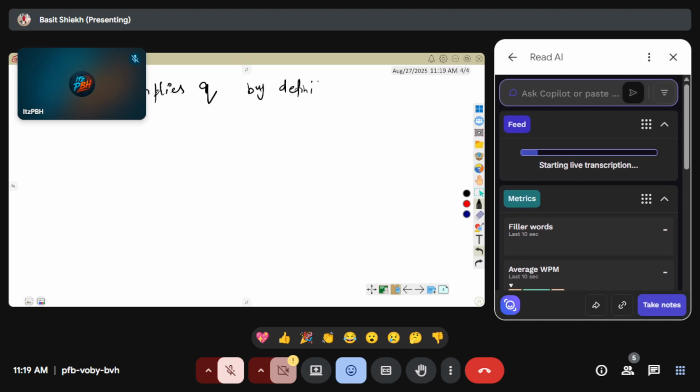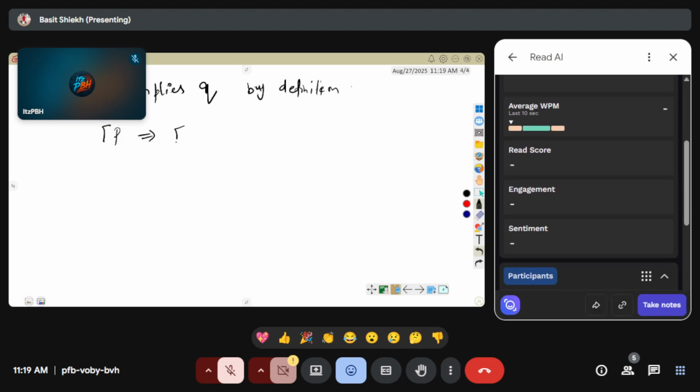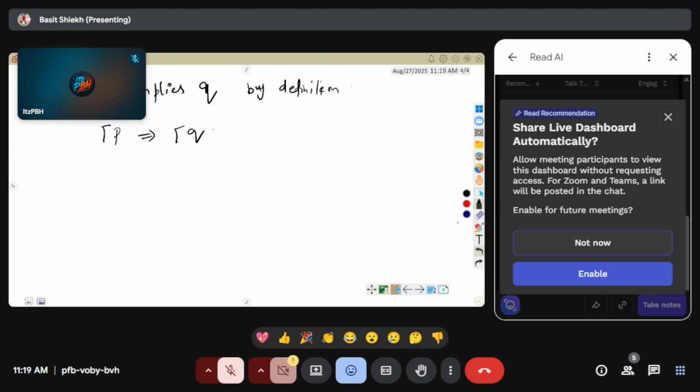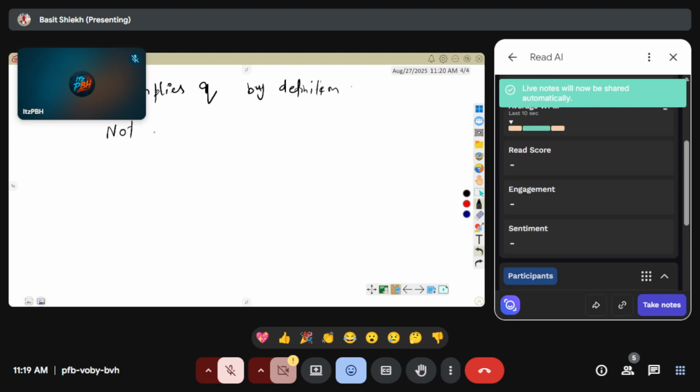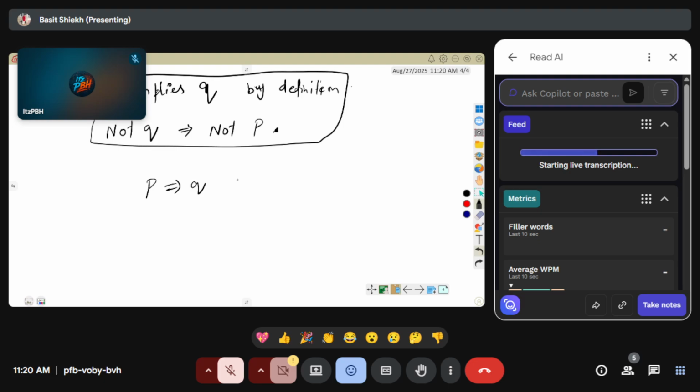By definition, not P implies not Q... Not Q implies not P. This P implies Q means not Q implies not P. P implies Q by definition, not Q implies not P. You have to remember this.